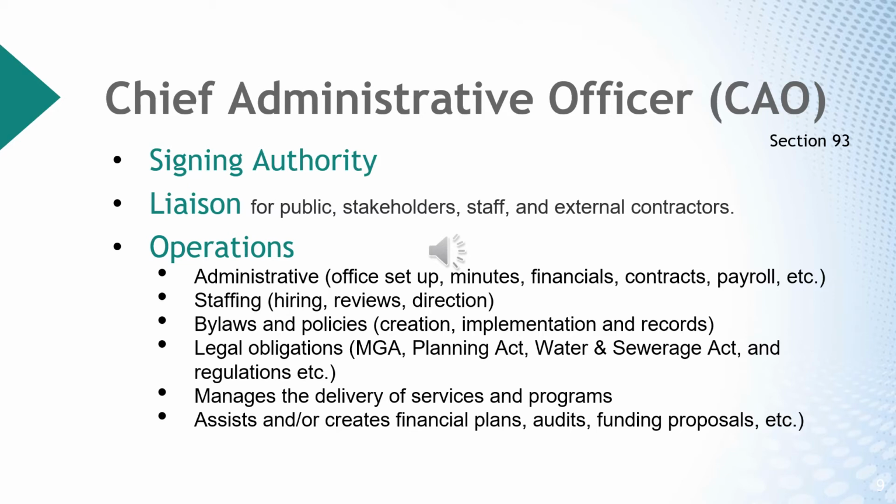The Chief Administrative Officer is in charge of operations. Anything administrative, such as office setup, minutes, financials, contracts, payroll, that's all administrative and operational. Staffing, hiring, reviews, direction. They usually create, implement, and record bylaws and policies.